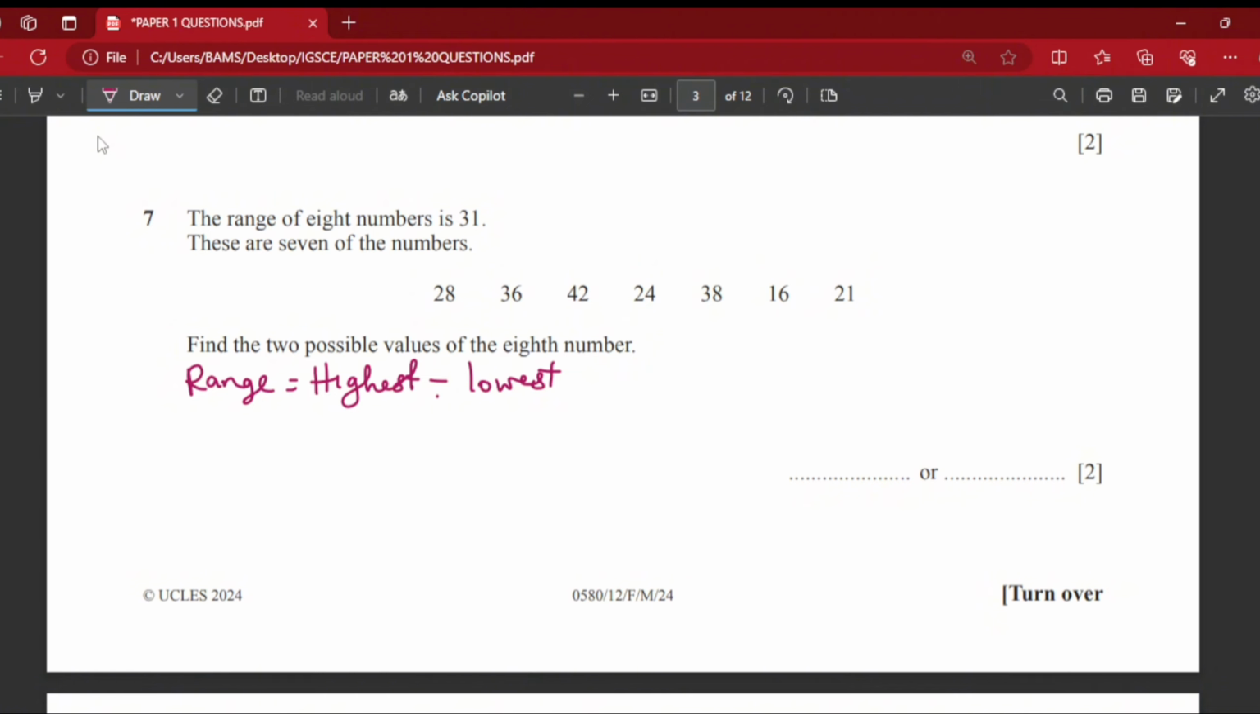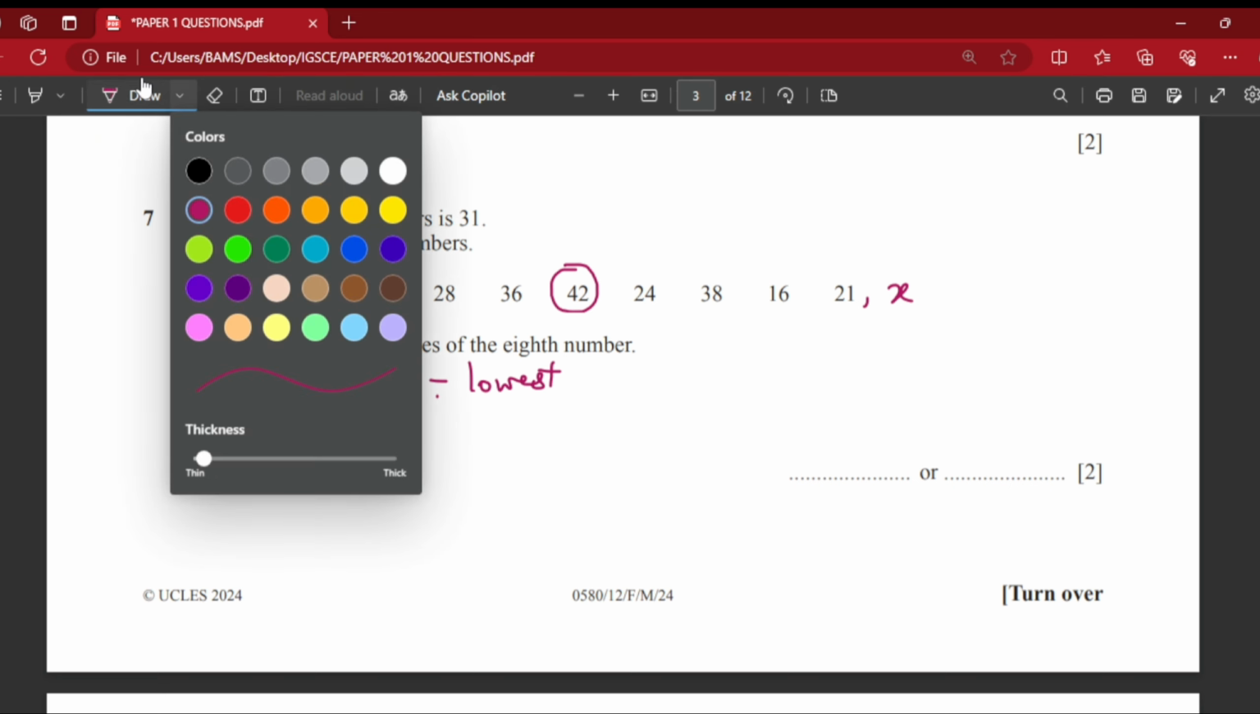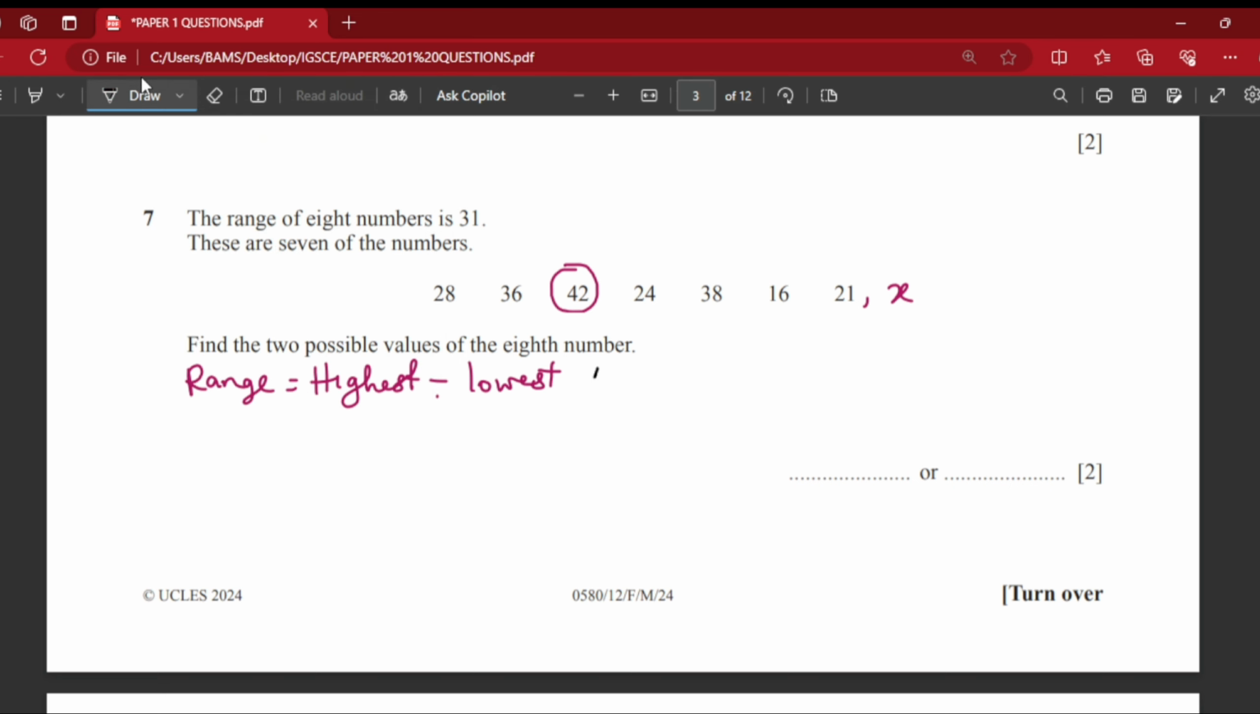So now, what is the highest value here? Let's assume that the highest value is 42 because there is still an eighth number. The eighth number is x. I don't know if it is the highest or the lowest, but let me assume that 42 is the highest and x is the lowest. So I have 42 minus x is 31, which is the range, which implies that x equals, if I collect like terms, 42 minus 31, which means that x is equal to 11. So x can be 11.